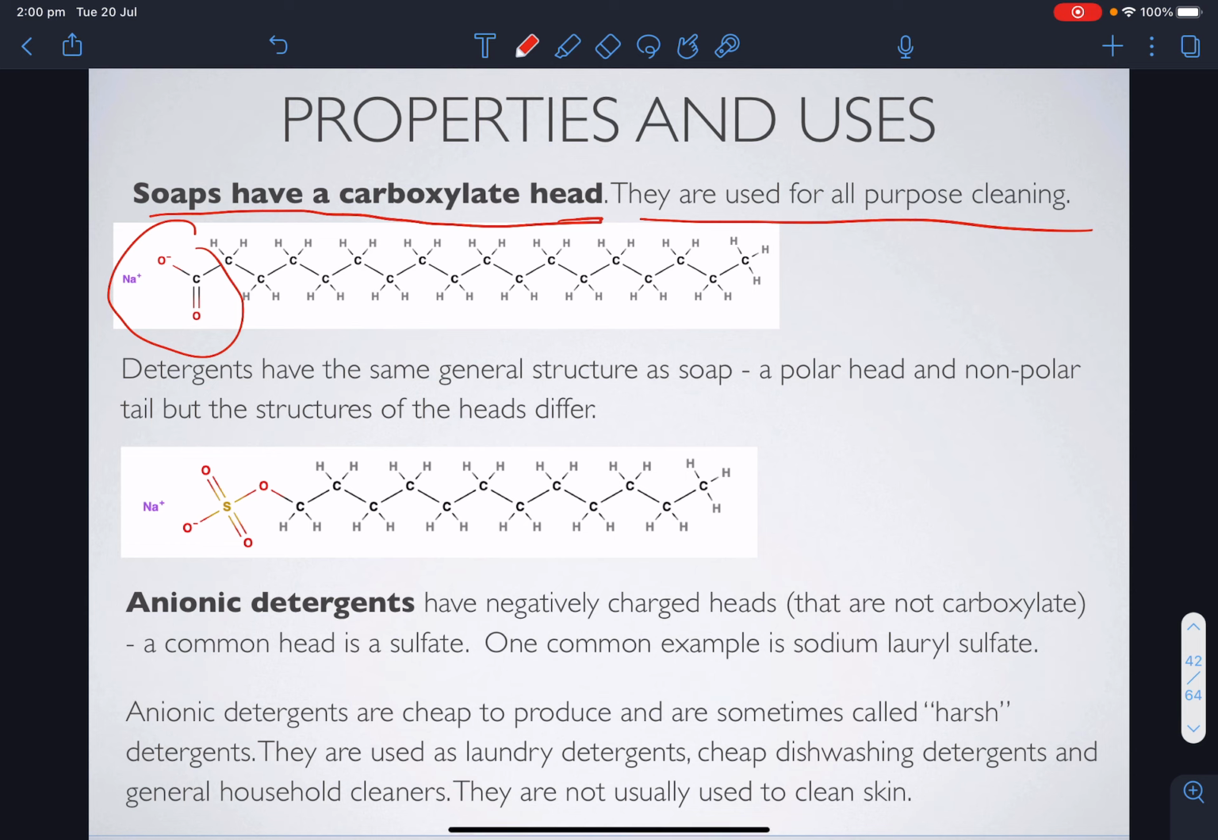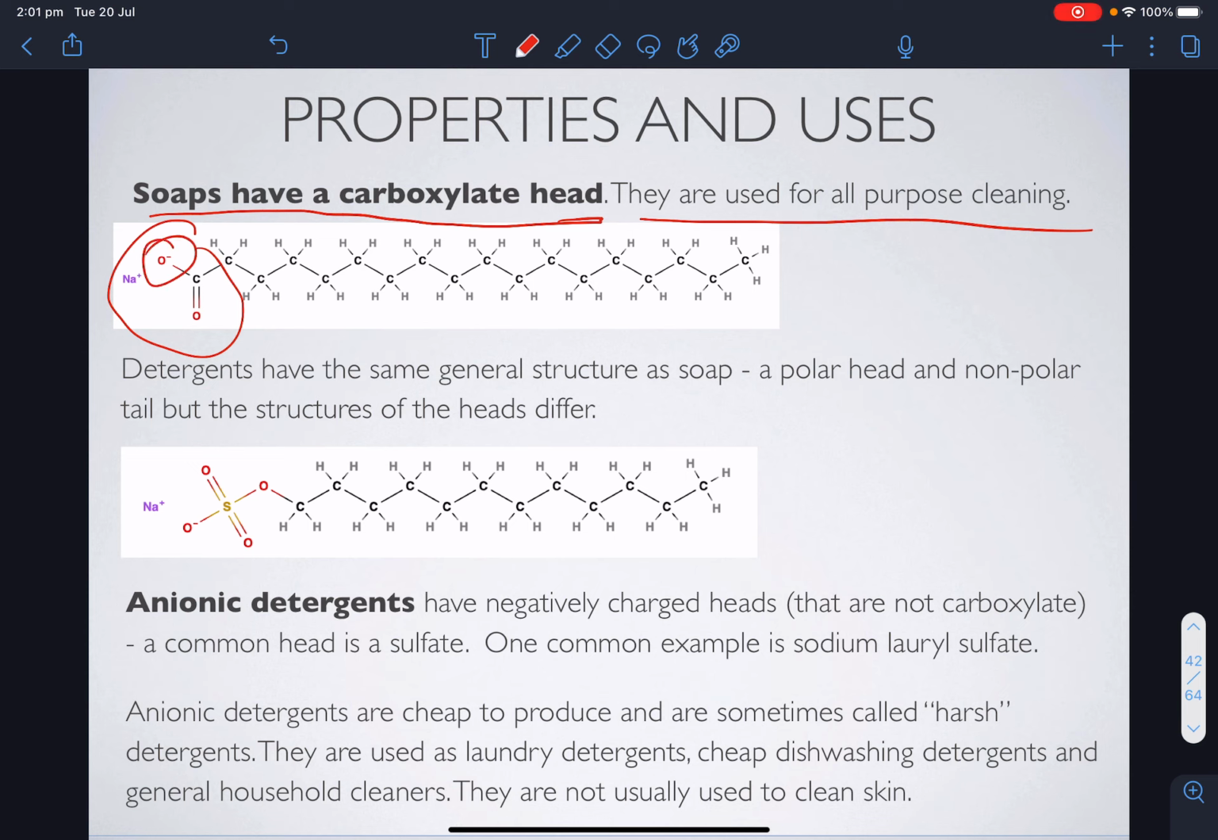Okay, now let's introduce detergents. Detergents have the same general structure as soap. They have a polar head and a non-polar tail, but we get some variation in here, okay? And there's three main ones. So the first one that is most like soaps is called an anionic detergent, okay? So the carboxylate has a negative charge, so it's anionic.